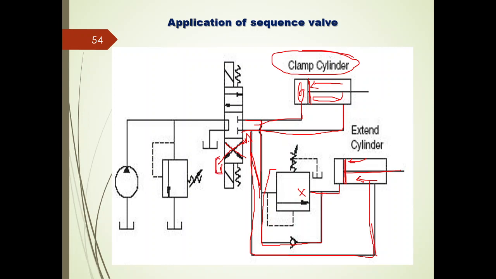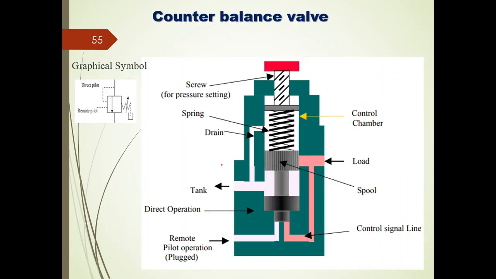So in order to carry out the various sequence of operations, that is first clamping of the workpiece, then drilling of the workpiece, then removal of the drill bit from the workpiece, then declamping the workpiece, all these operations have to be done in a sequential manner. In that case we'll be using the sequence type of valve.